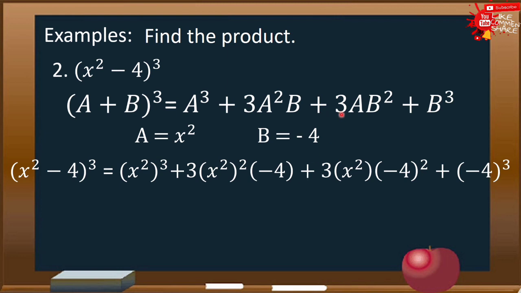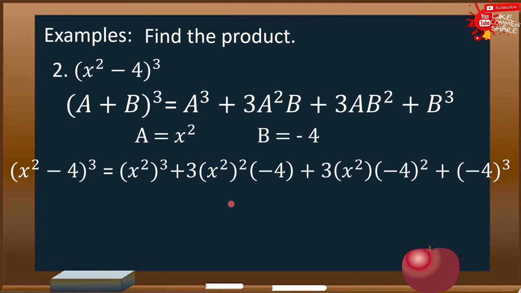Then the number 3 here, copy. Then we have a, which is x squared. Then we have b, which is negative 4. Then our exponent 2. And then plus b cubed. So our b is negative 4 and then the exponent 3.